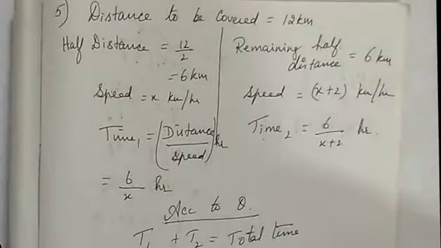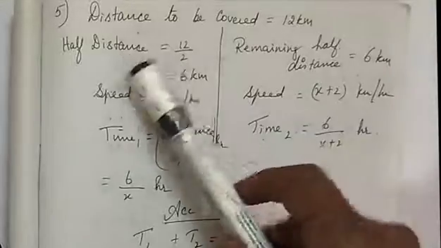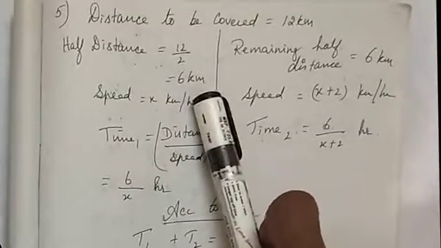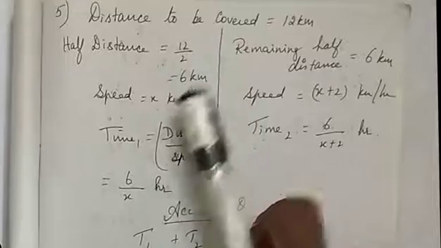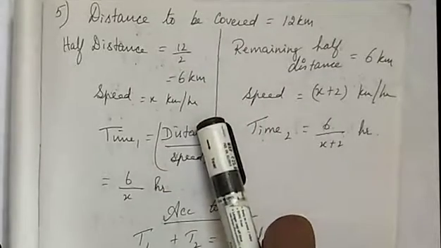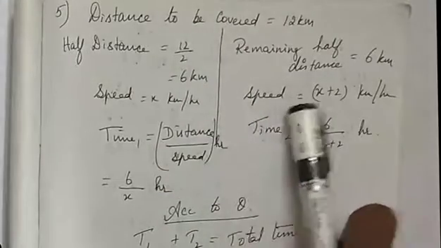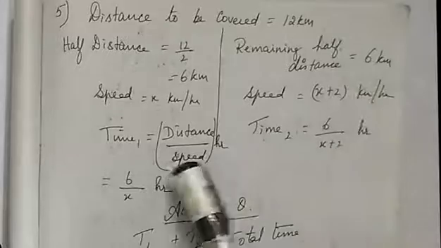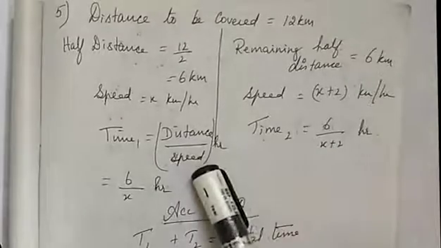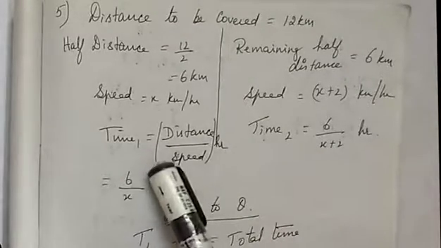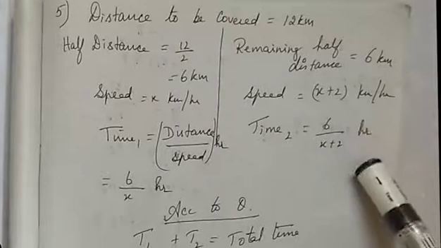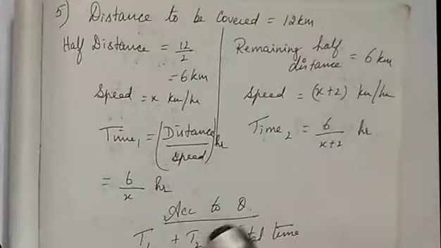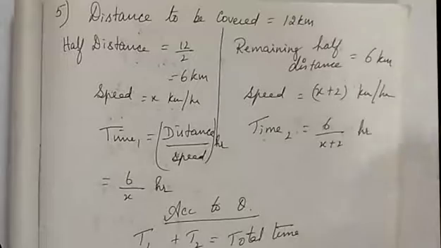So distance to be covered 12 kilometer. Half distance you will get 6 kilometer. So speed for 6 kilometer, first half x kilometer per hour and second speed will be x plus 2 kilometer per hour. Time, distance upon speed. So first case you will get 6 upon x hour and in the second case 6 upon x plus 2 hours. Now total time taken is 2.5 hours.